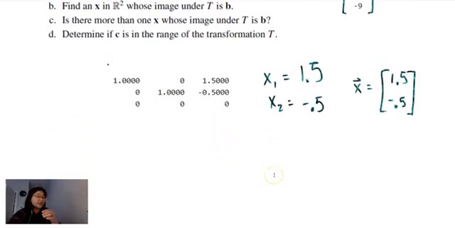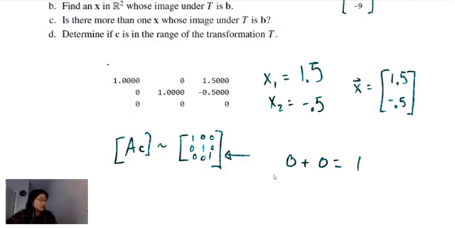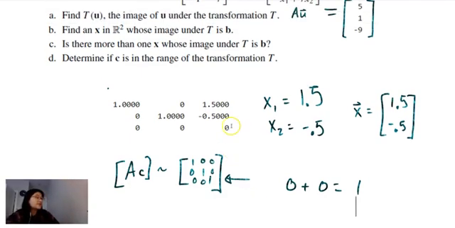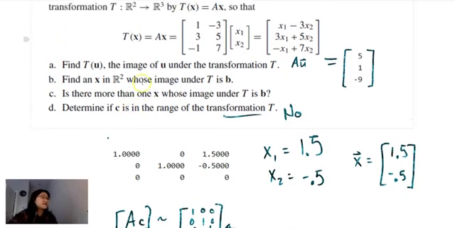So what that's telling us is that when we row reduce [A | C], we get the identity matrix. That means that on our last row here, we're getting 0 plus 0 equals 1, which means that our system is inconsistent, and so C is not in the range of our transformation T.